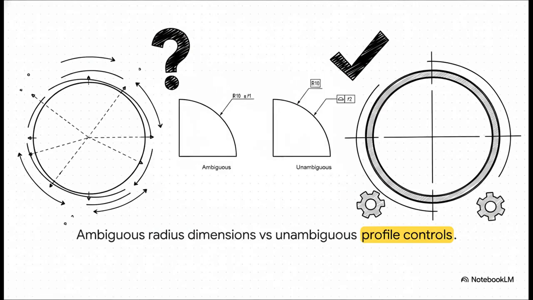As a designer, you absolutely must avoid the super common mistake of relying on ambiguous dimensions. Think about the old school plus or minus dimension for a radius. It's just highly ambiguous. I mean, where exactly is the center? What if the curve is totally irregular? Compare that to the modern unambiguous method that uses a basic dimension paired with a surface profile control. You need to be incredibly cautious about slipping back into those outdated drafting habits that leave things open to interpretation.